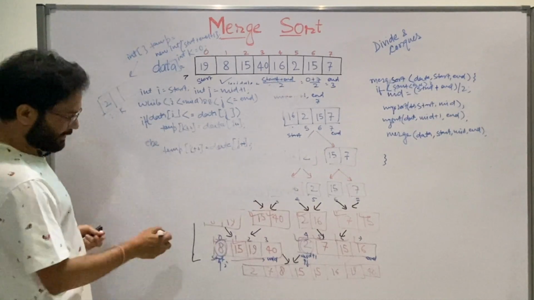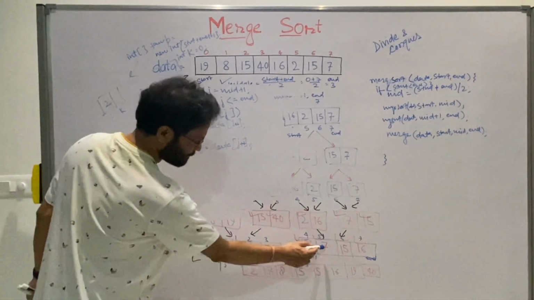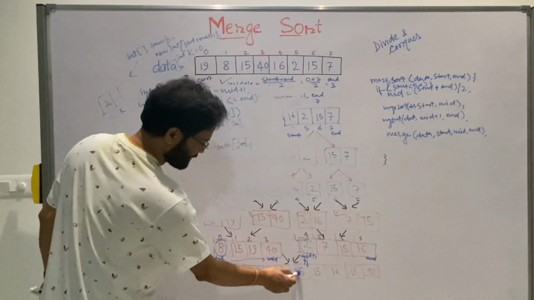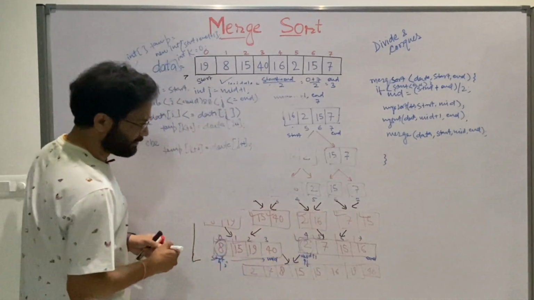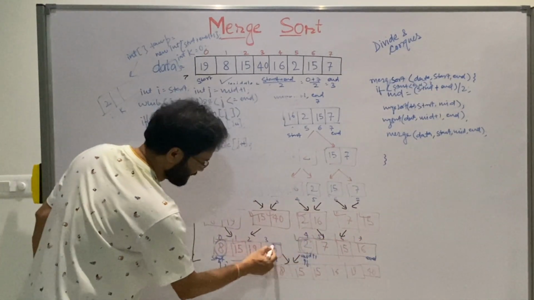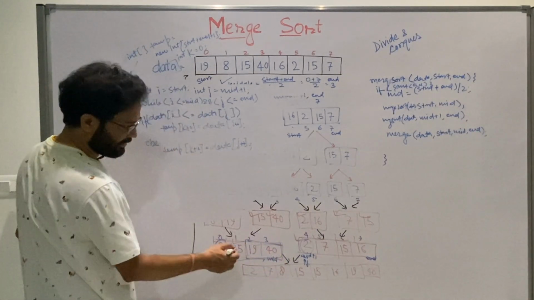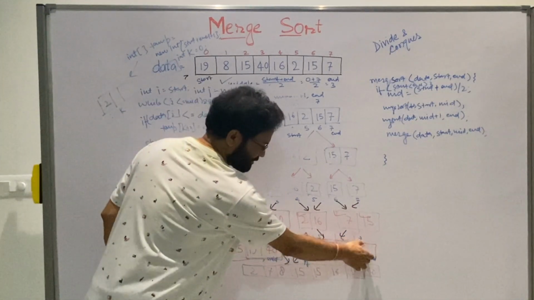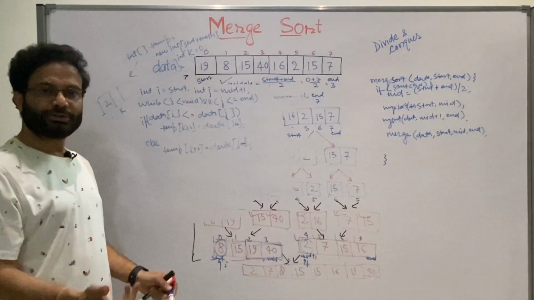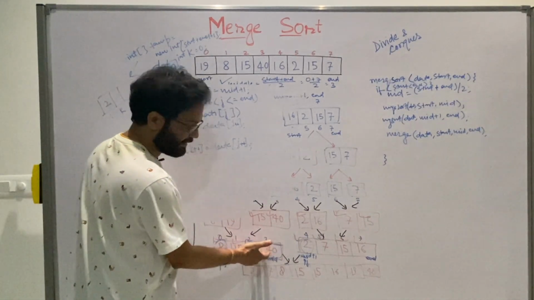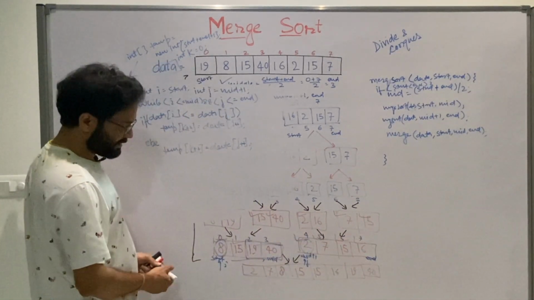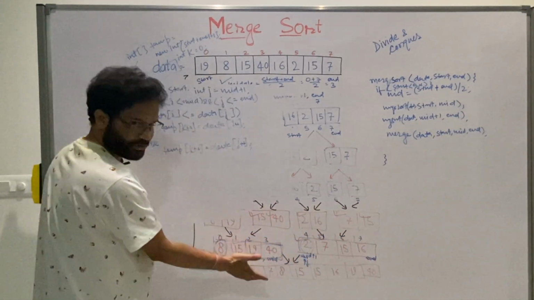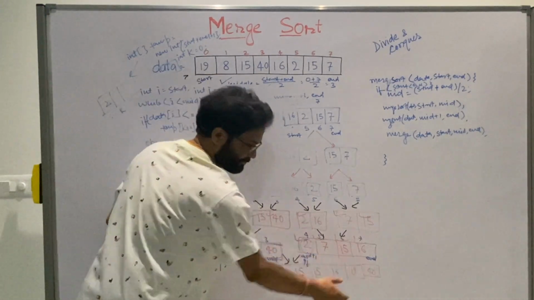Suppose 2 came, 7 came, 8 came, 15 came, then this array is exhausted, but this array was not exhausted, right? If all the data has been taken from this array, then where will you compare? No need to compare. Whatever data is remaining here, you keep as it is. This array is exhausted, so we already took 16. Now no need to compare, whatever data is here, just keep it here.